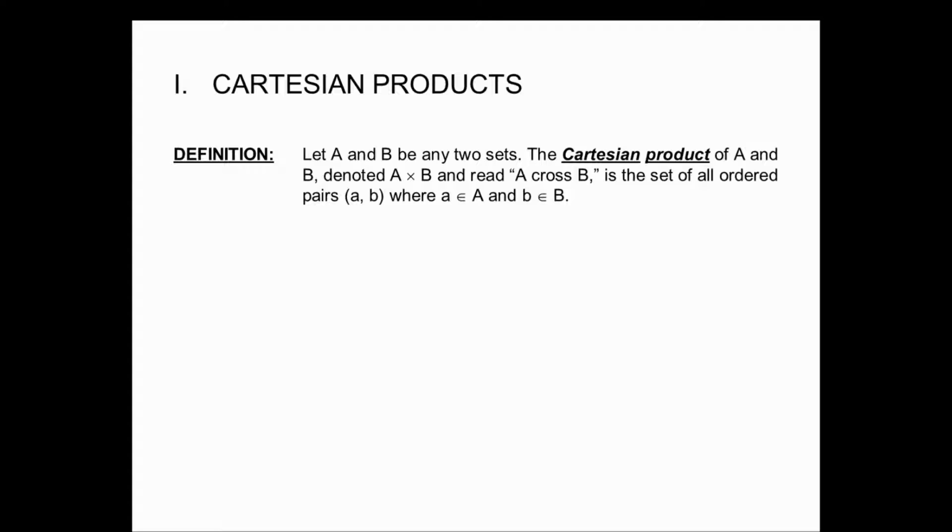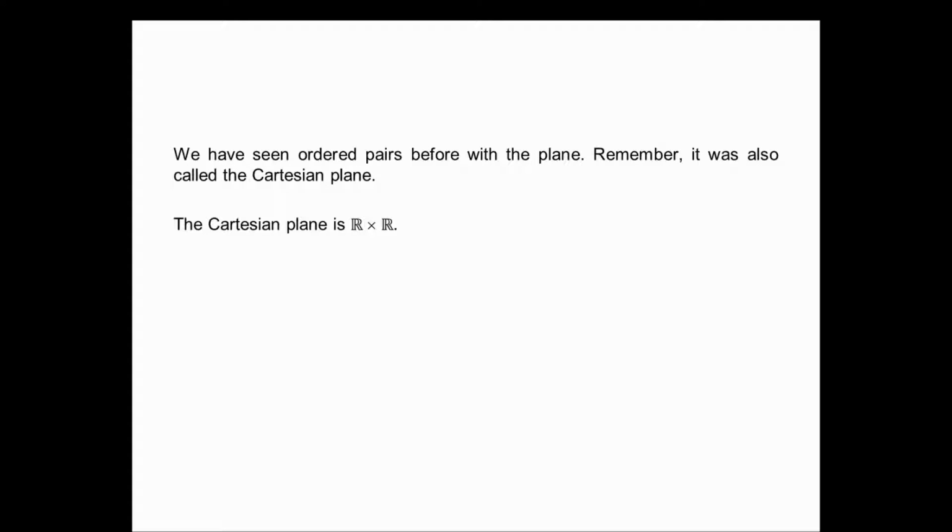We've seen ordered pairs before. And notice, since it's an ordered pair, the order that you write it matters. (a, b) is not the same thing as (b, a). So we have seen ordered pairs before with the plane. Remember, it was also called the Cartesian plane. The Cartesian plane is R cross R. Remember, this R stands for our real numbers. Since this does look like multiplication, R cross R is sometimes read as R squared.